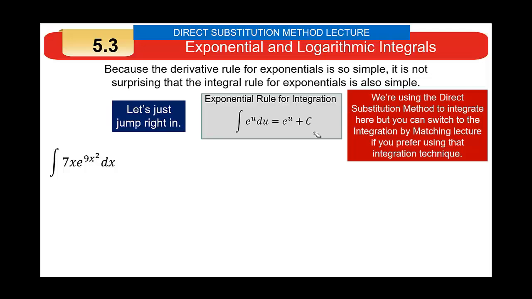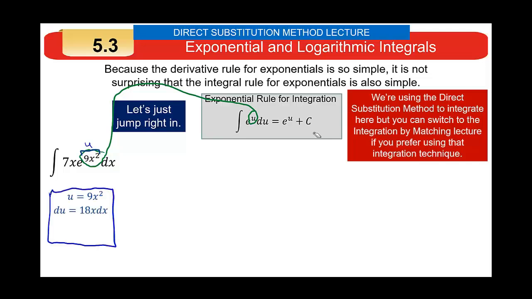Suppose we have 7x times e to the 9x squared and we want to integrate that. Same process. We know that the exponent of the e will be the u. So we actually write that down. Then we compute the differential. The differential will be 9 times 2 is 18x dx. And then we solve for dx. We end up with 1 over 18x du, or you could say that is du over 18x, either way. The point being, we now know that we can get rid of the 9x squared and call it u, and we can get rid of the dx and call it 1 over 18x times du.